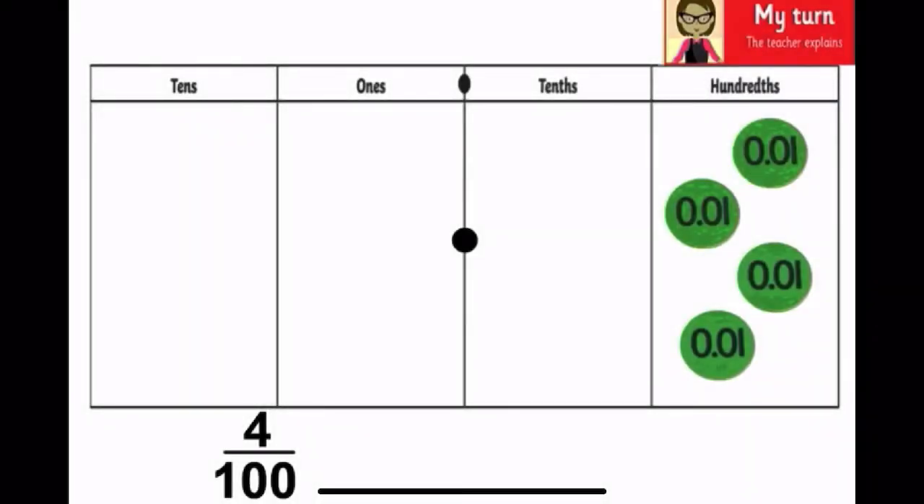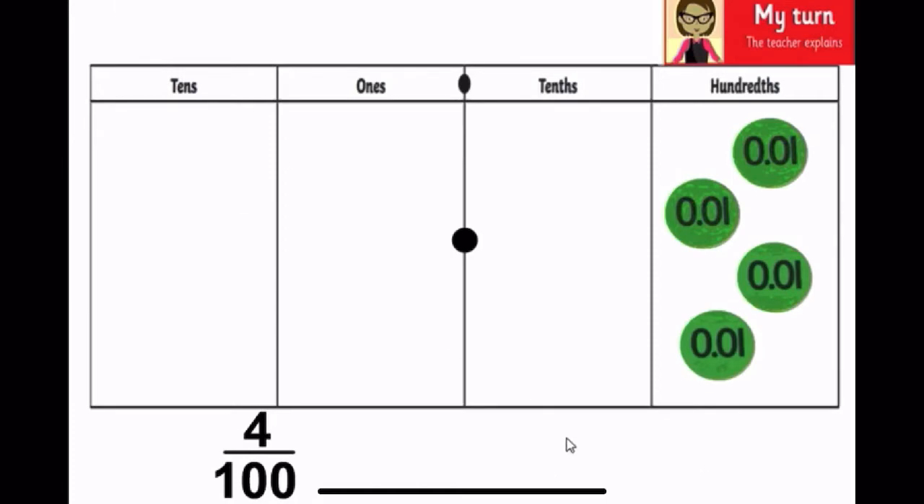In last week's learning, we looked at how to represent tenths on a place value grid, and we looked at how to write tenths as a decimal. We're going to develop our learning this week by looking at how we show hundredths on a place value grid and how we write hundredths as a decimal. So here we've got 4 place value counters in the hundredths column. Here we've got 4 hundredths written as a fraction. But I want to think about how to write 4 hundredths as a decimal.